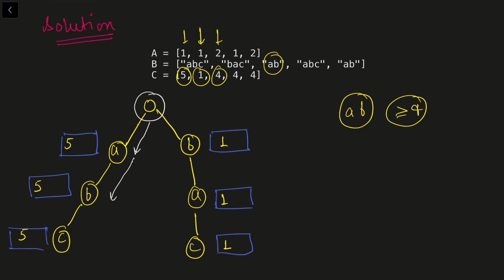Now at this position, I'll check my data structure. How many values are greater than or equal to 4? So I'll get an answer as 1, right? So that's how I can solve it.